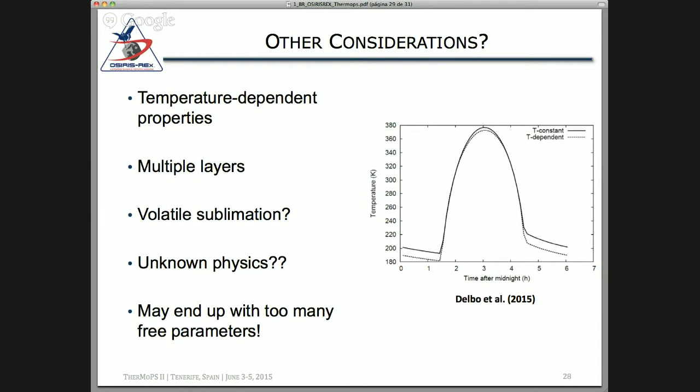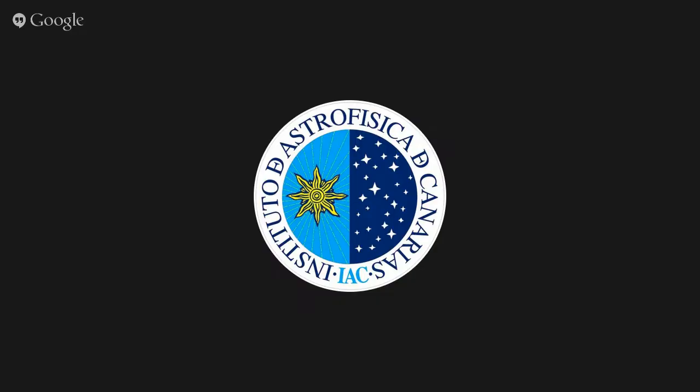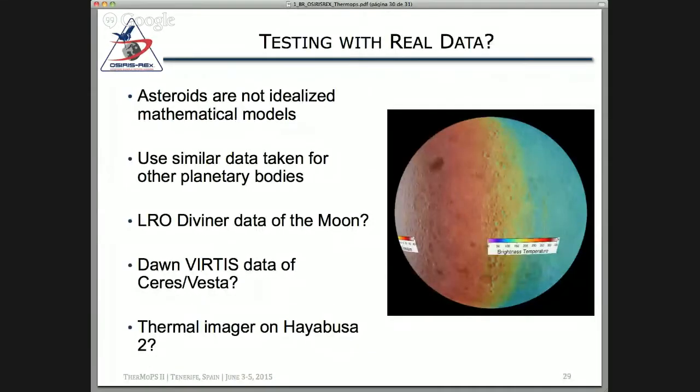Ideally, we would like to test with real data before actually getting to it, mainly because the asteroids are probably not idealized mathematical models. So maybe we should use similar data taken for other planetary bodies. In particular, I think the LRO Diviner data set of the moon would be a good starting point. After seeing the rotation phase coverage of the diurnal phase temperature curves, it seems suitable. We pick the seven local times from their data set and see if we derive the same thermal inertia as those guys when they're using the full data set.